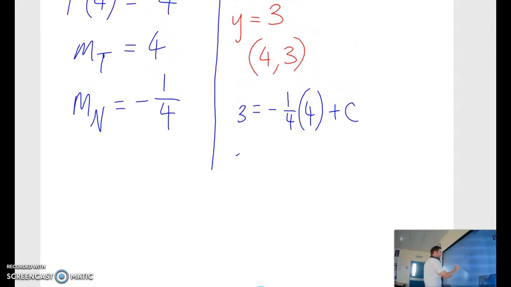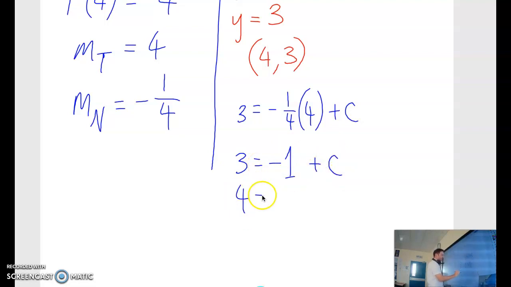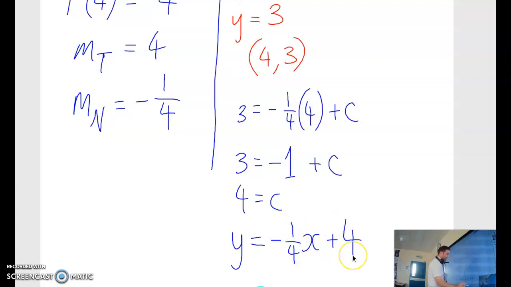And so we get 3 equals minus a quarter times 4 is minus 1, plus c, add the 1, so 4 equals c, and there's the equation of our line. y equals negative a quarter x plus 4.